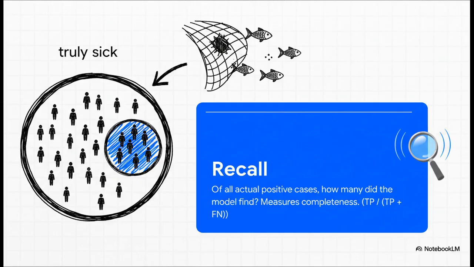And our second key metric is recall. This answers a totally different question. Of all the people who were actually positive, what percentage did our model successfully find? This is a measure of completeness. Did we catch all the cases we were supposed to?